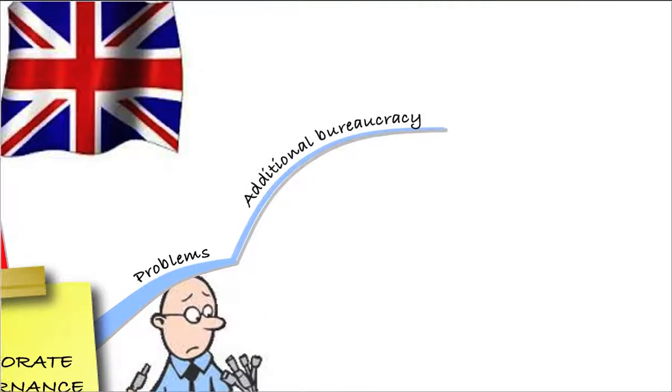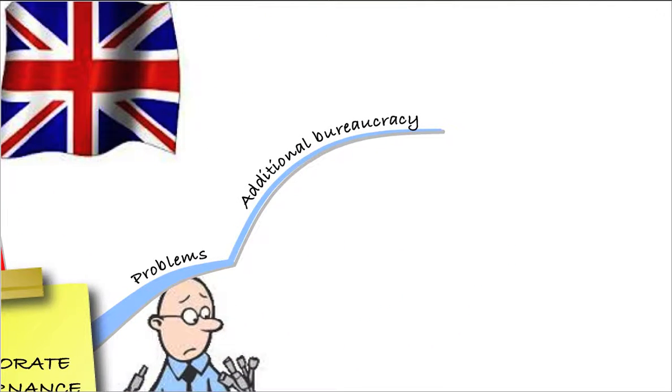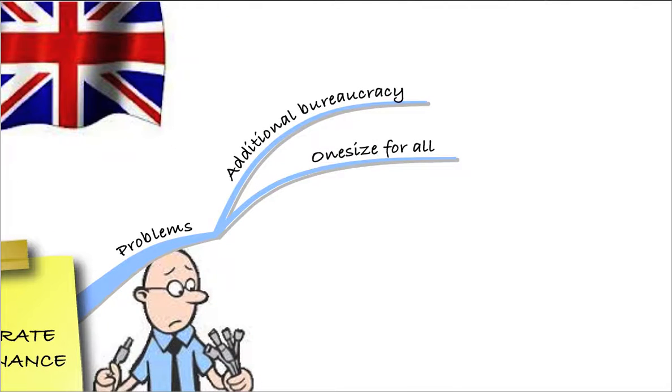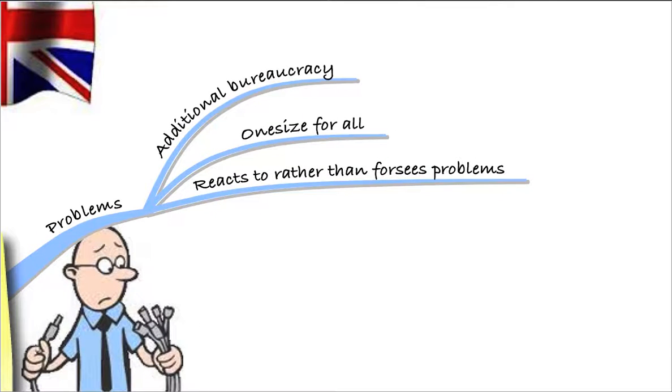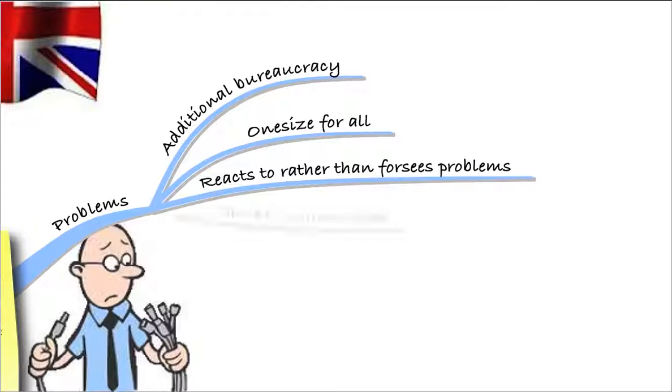They will create additional bureaucracy, which is a problem. It is one size for all organisations, so everyone has to implement the same rules and regulations. And it tends to react rather than foresee problems. So it reacts to problems as they come up and maybe comes in with a new principle or a new rule rather than trying to foresee problems and deal with them before they actually happen.